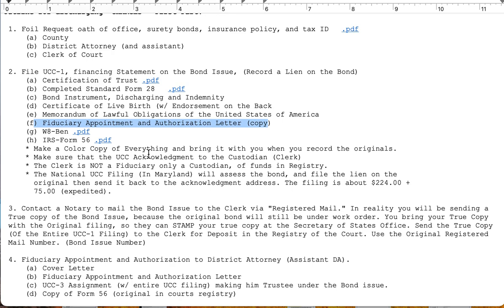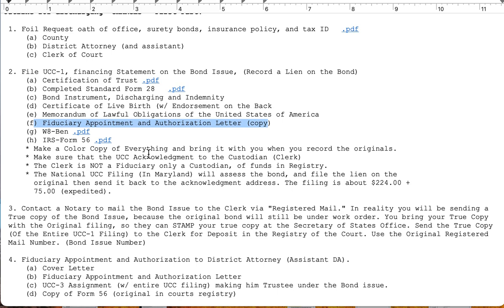So what I would suggest at this point is you wait the appropriate amount of time until they're done processing the UCC, right? How would you know? I'm not really sure because, like I said, when you give them the originals and they stamp your true copy, they're going to give you the UCC filing number. But you know that your UCC-1 is filed. You know that the custodian received the bond issue. And let's look at this real quick.